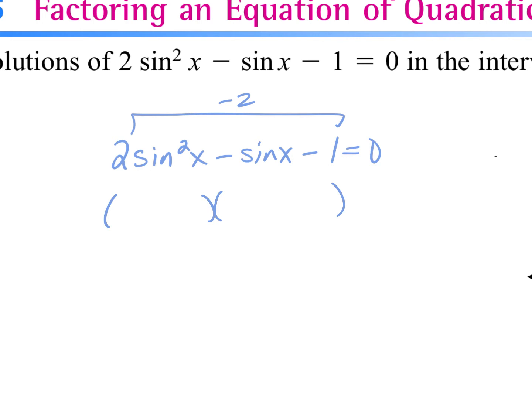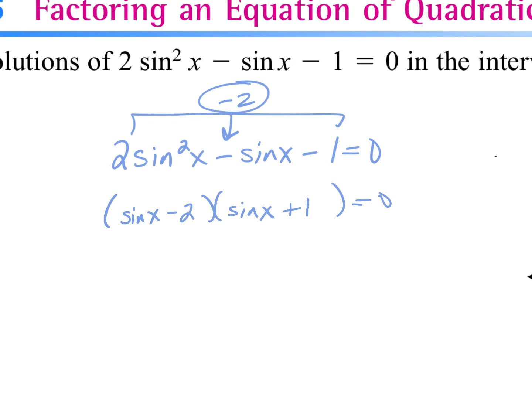Guys, what times what will give me sine squared? Sine times what? Okay, deal. Are there factors of negative 2 that could multiply to give me negative 2, but add to give me a negative 1? Negative 2 plus... I'm trying to get negative 2, right? So factors of negative 2 that multiply to give me negative 2 but add to give me negative 1. So I have negative 2 and a positive 1, right?